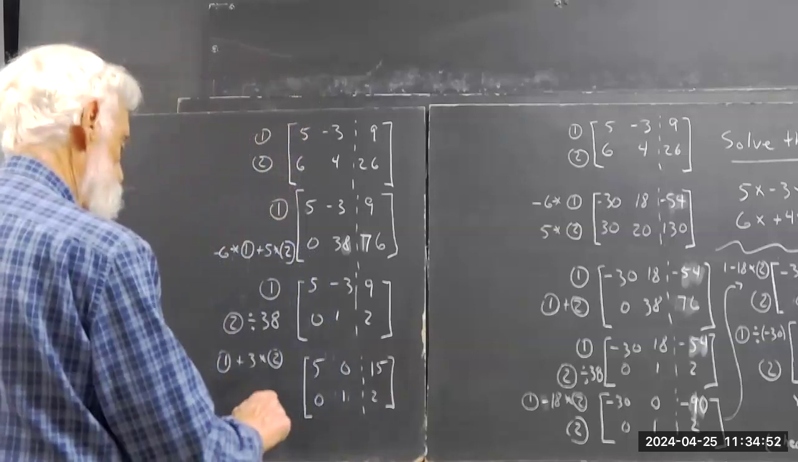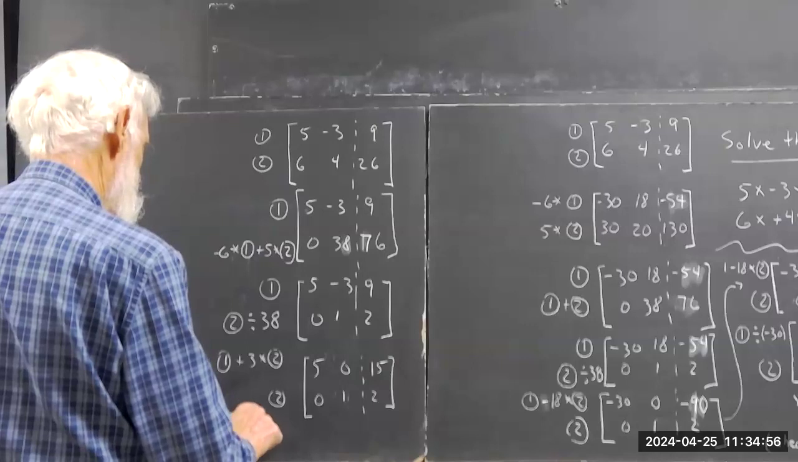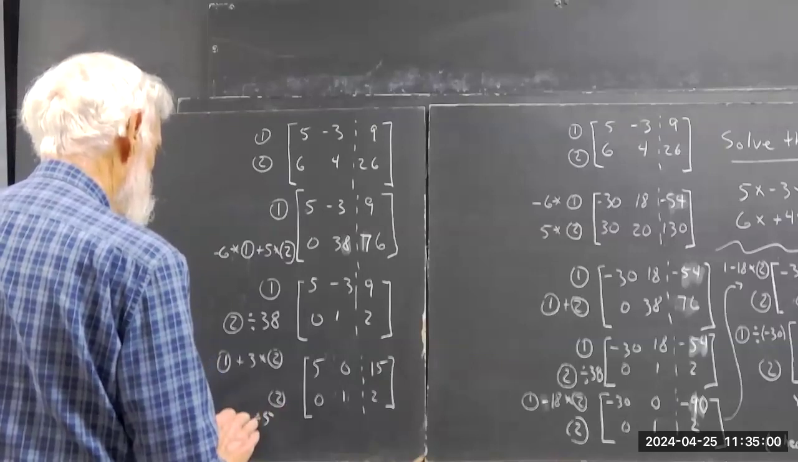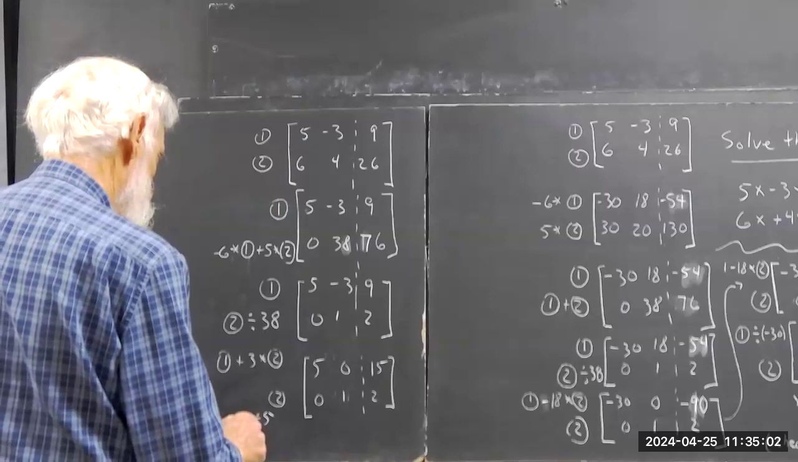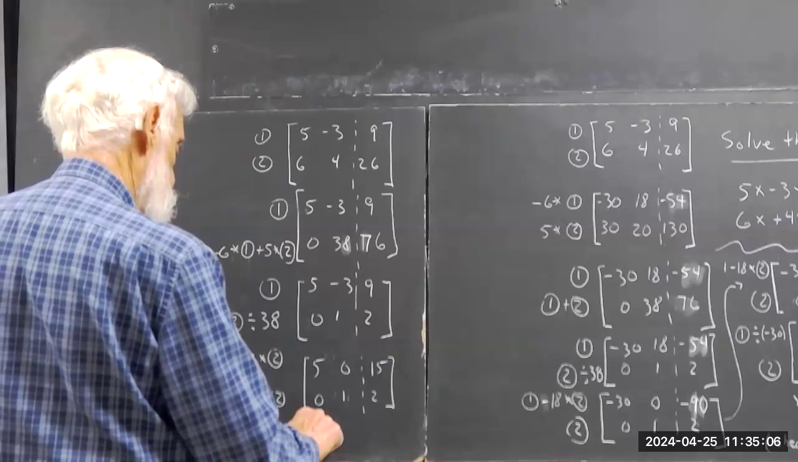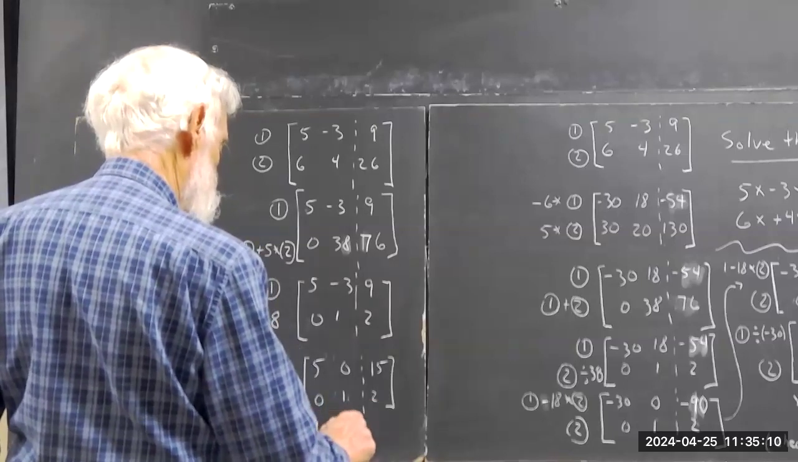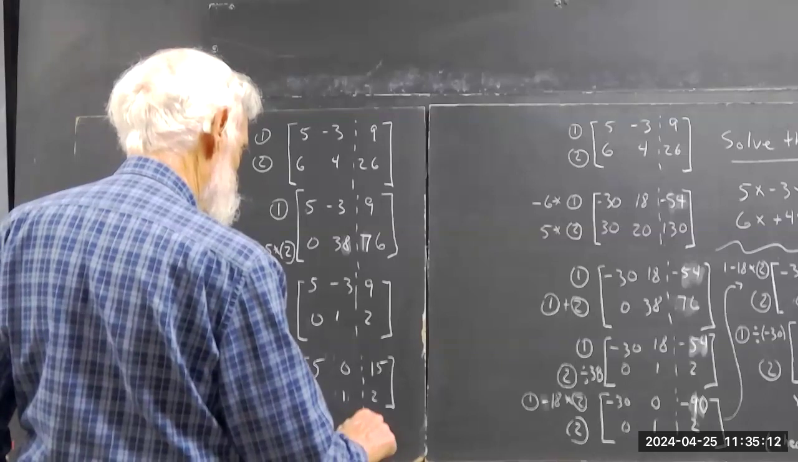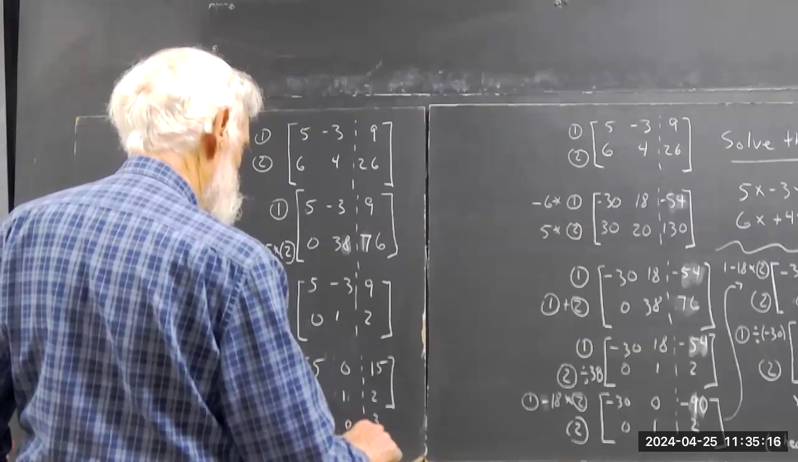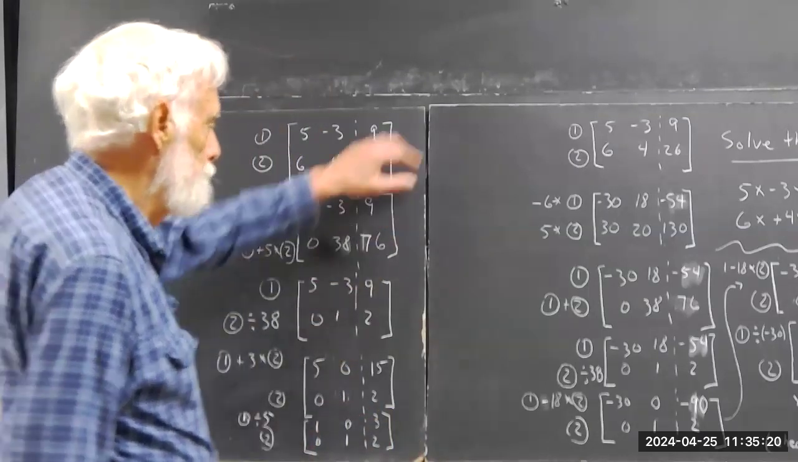Then we do row 1 divided by 5, and row 2. Got to squeeze it in here. You get 1, 0, 3, 0, 1, 2. Same solution.